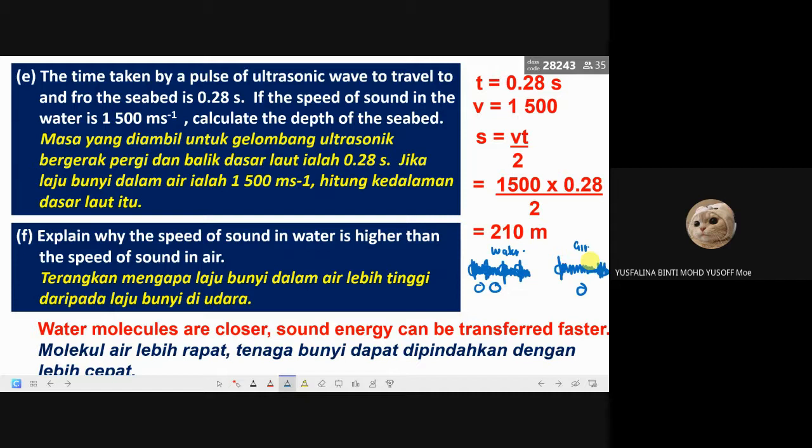Remember, only sound needs molecules to transfer the energy. Sound needs a medium. But light doesn't need a medium, because it is an electromagnetic wave. That's why we can see the sunlight. The sun is in outer space and there is no medium to transfer, but we can still receive the sunlight because light can travel in a vacuum. So that's the reason why the speed of sound in water is higher than in air: because of the arrangement of molecules, and sound needs a medium to transfer the energy.